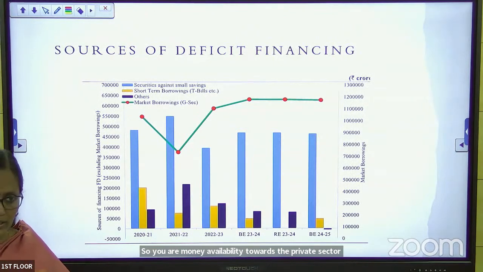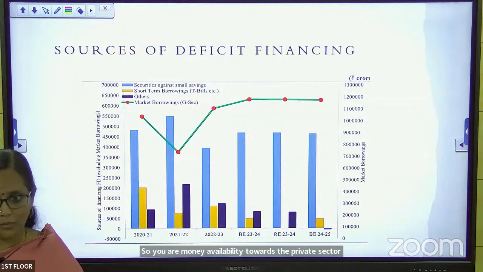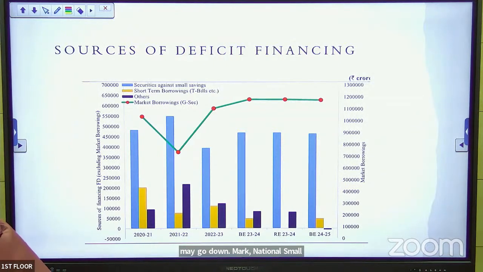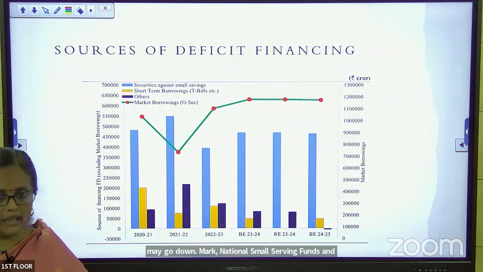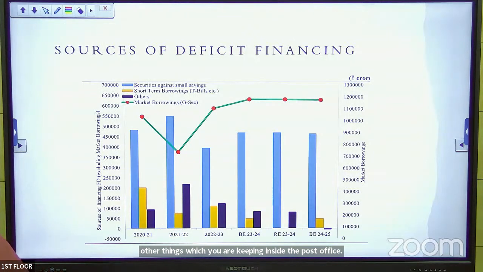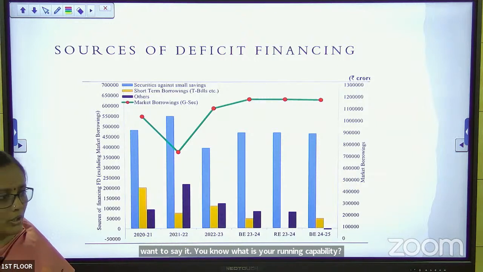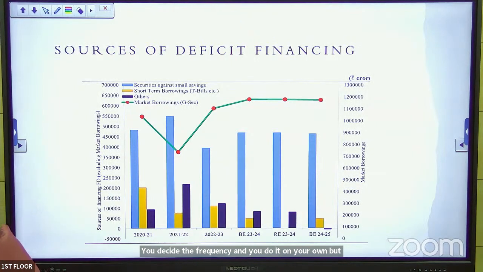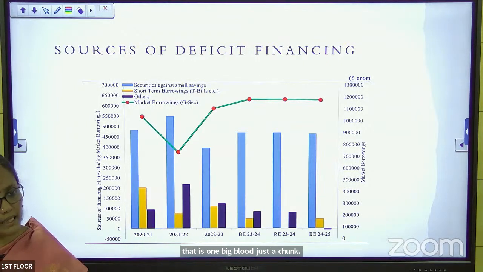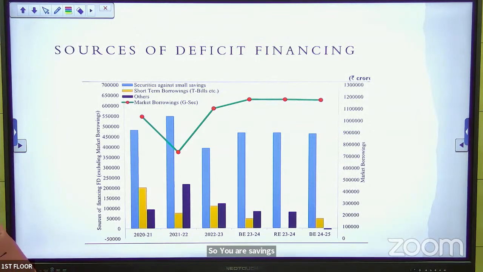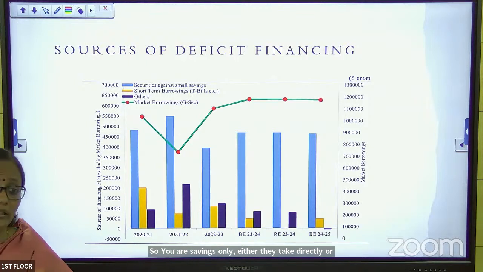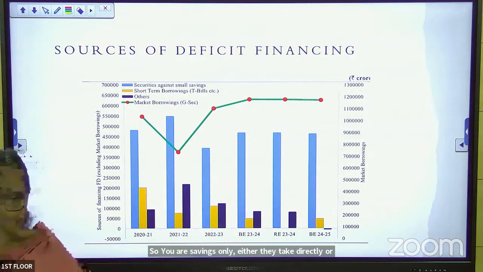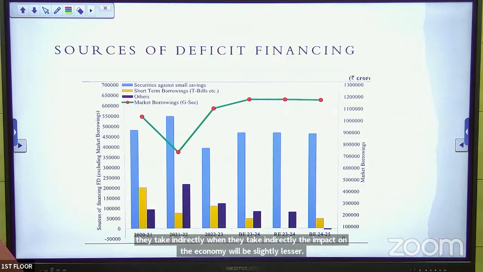But National Small Saving Funds and other things which you are keeping inside the post office is a voluntary activity. You decide how much you want to save. You know what is your earning capability. You decide the frequency and you do it on your own, but that is one big, largest chunk. So your savings only, either I take directly or I take indirectly. When I take indirectly, the impact on the economy will be slightly lesser than coming directly to you, right?